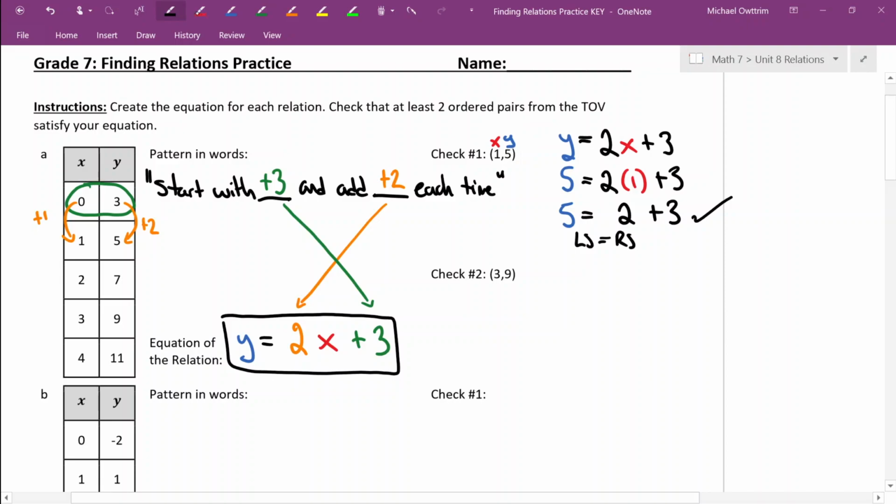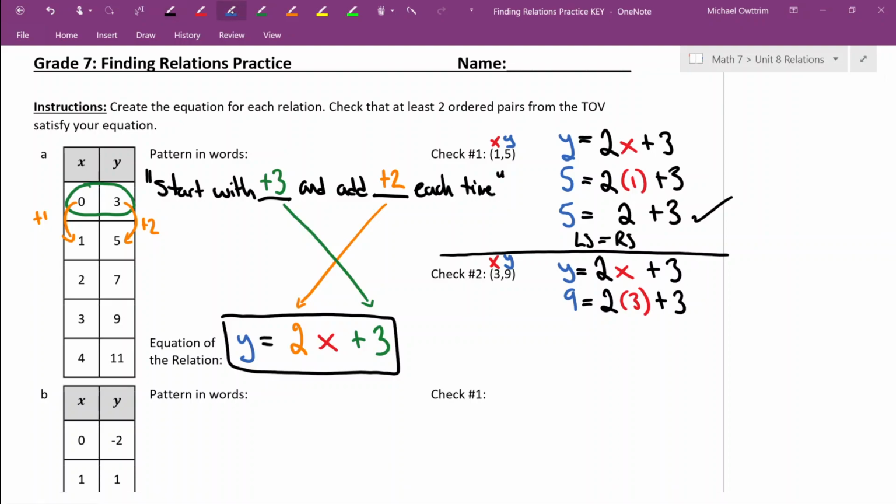Let's check our next point. So we'll do the same process. The next point says that when x in the equation is 3, the y should be 9. So again, I'll just rewrite down our equation here, that we have our y should be equal to our 2 times our x plus our 3. That's what we think our equation is. And so let's put in that when y is 9, that should be created by 2 times an x of 3, and then adding 3.